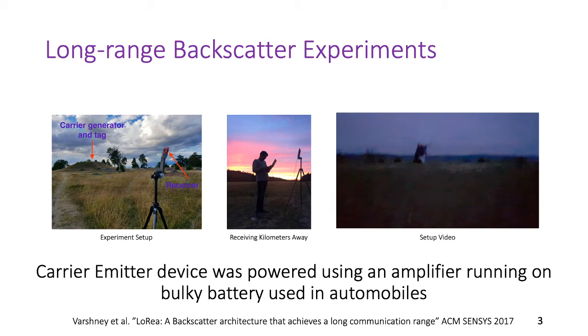In the next image, you can see me about a kilometer away from the setup being able to receive backscatter transmission. But if you look at this setup, the carrier emitter was quite powerful. It was generating almost half a watt signal and it was powered by a car battery. So I play the video.